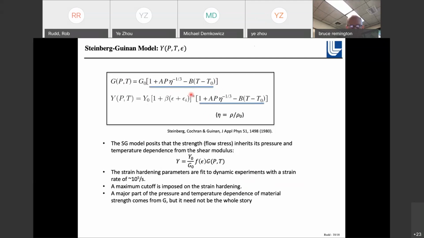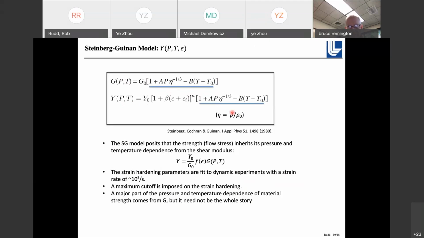And so what this does is it gives it the right limit under high compressions to agree with Thomas-Fermi. And so that was what is done in the model. So at sufficiently high pressures, it's no longer strictly linear, but at lower pressures, it's linear. And then the ansatz is that the flow stress has the same pressure and temperature dependence as the shear modulus. And this isn't strictly true in materials.